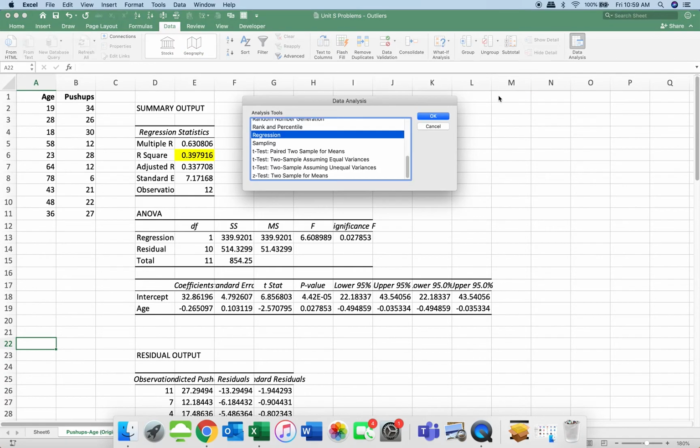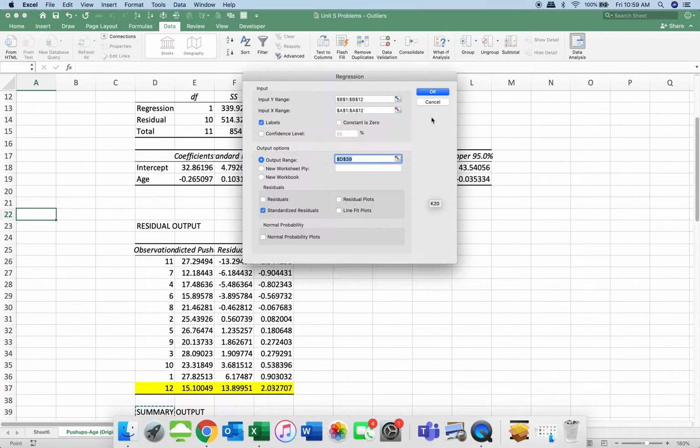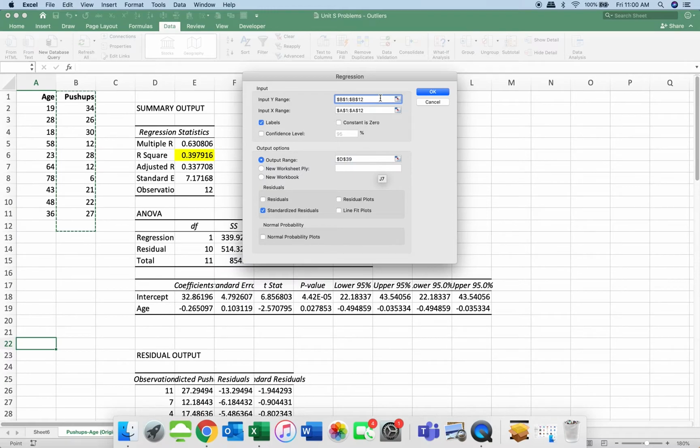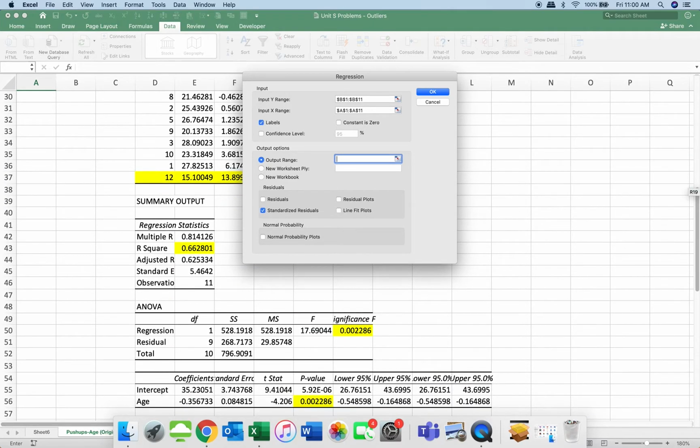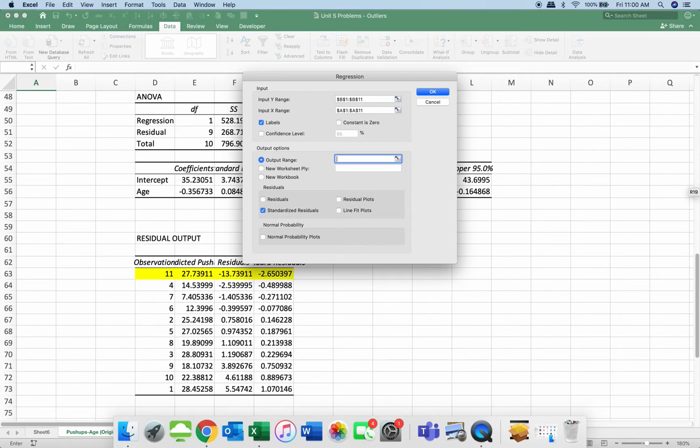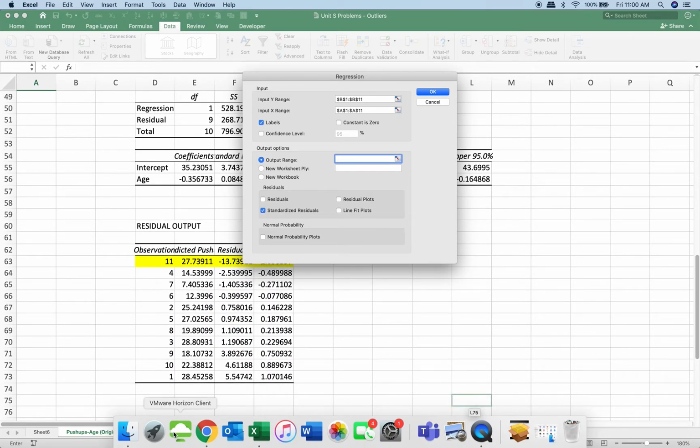So data analysis, regression. And what we've got here is, this is now going to go to B11, not B12. This will go to A11, not A12. And of course, we'll have a new output range. Let's just drop down below here. You can see if you had 200 observations, you'd have 200 rows of residuals, and that would be quite a hassle.